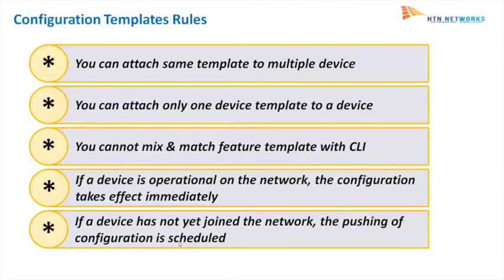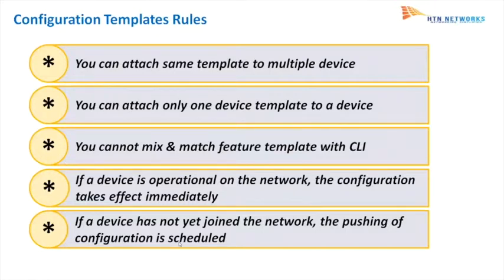You cannot mix and match a feature template with CLI. So what does it mean? When you create the template, you have both options. You can create it through the feature template, and we'll show you in the vManage screen what that means. A feature template is something which is already built into vManage. You go there, it's like a form, and you fill up that form with the information. And CLI is the command line interface, where you manually configure all the commands. So you cannot mix and match. If you want to configure a template, it has to be all feature template or it has to be all CLI. You cannot mix and match.